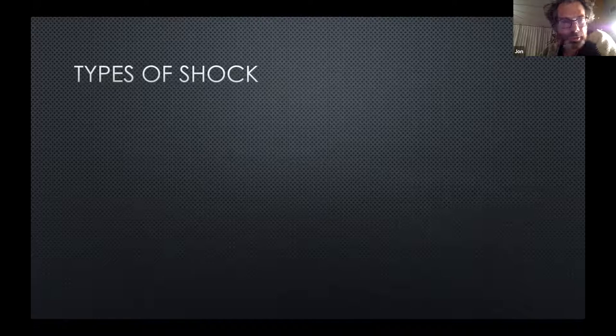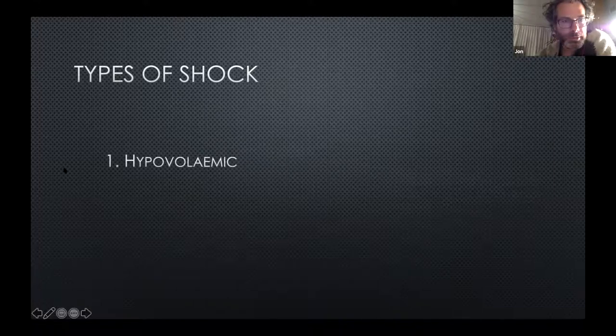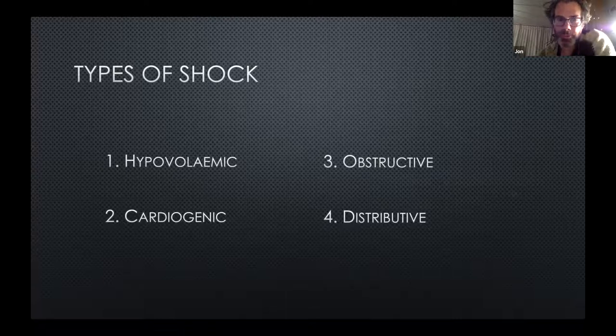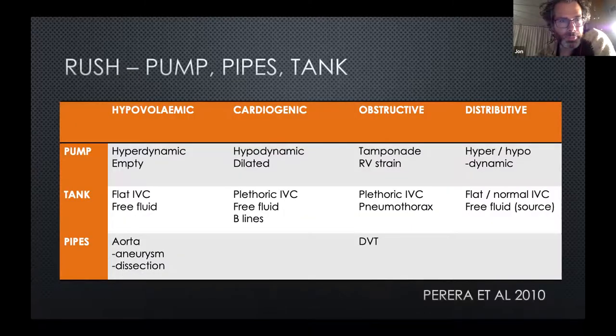And so we'll just go back to basics next and talk about the types of shock. I'm sure you're all familiar from medical school with the main physiological types of shock: hypovolemic, cardiogenic, obstructive, and distributive. And as we'll see, ultrasound can be useful in each of these types of shock. There's one system of conceptualizing how to use ultrasound in shock, which is the RUSH protocol, which talks about the pump, pipes and tank.